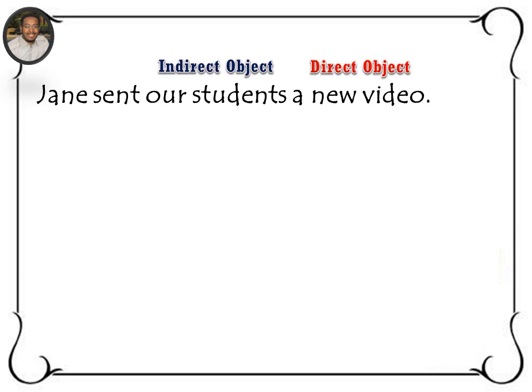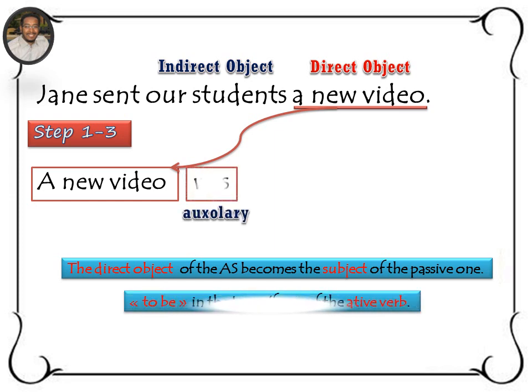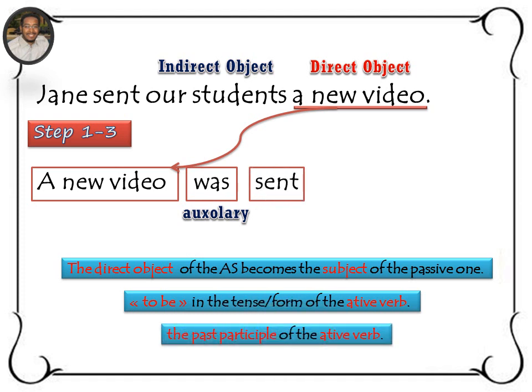So if we start with the direct object, steps from 1 to 3 are the same. So starting with number 1, the direct object of the active sentence becomes the subject of the passive one. Then we need in step 2 an auxiliary, which is to be in the tense of the active verb. And finally, we need the past participle of the active verb, which is sent.